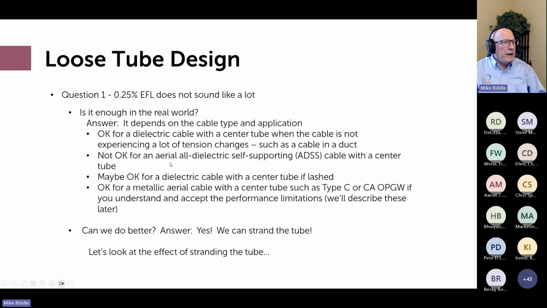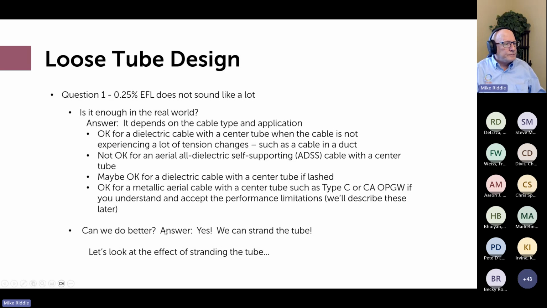But it would not be okay for an ADSS cable with a center tube. You would expect too much elongation, causing too much strain on your fiber, leading to optical problems. Just not good for a self-supporting cable. But if you took a duct type cable and you lashed it to an existing messenger cable, yeah, maybe it's okay. And it could be okay for a metallic aerial cable with a center tube, such as what we call a Type C or Type CA cable. But you need to understand the performance limitations, and we'll bring that up later.